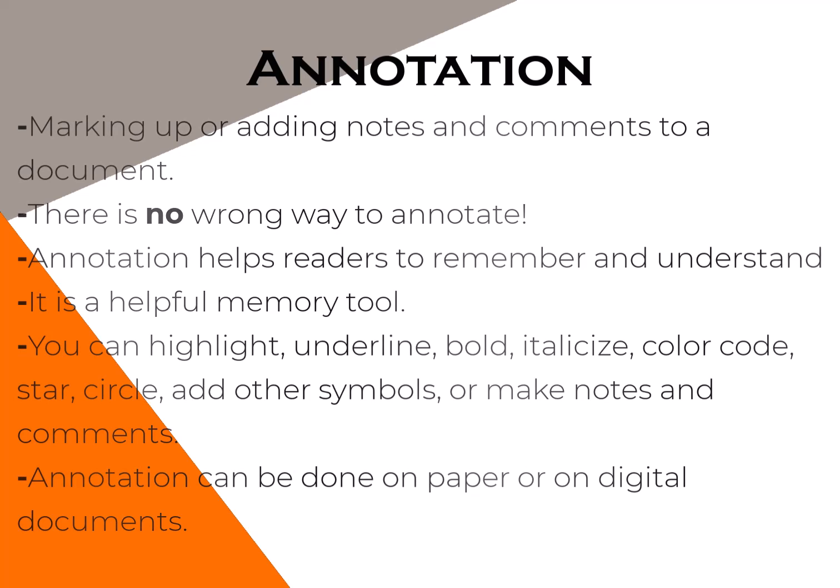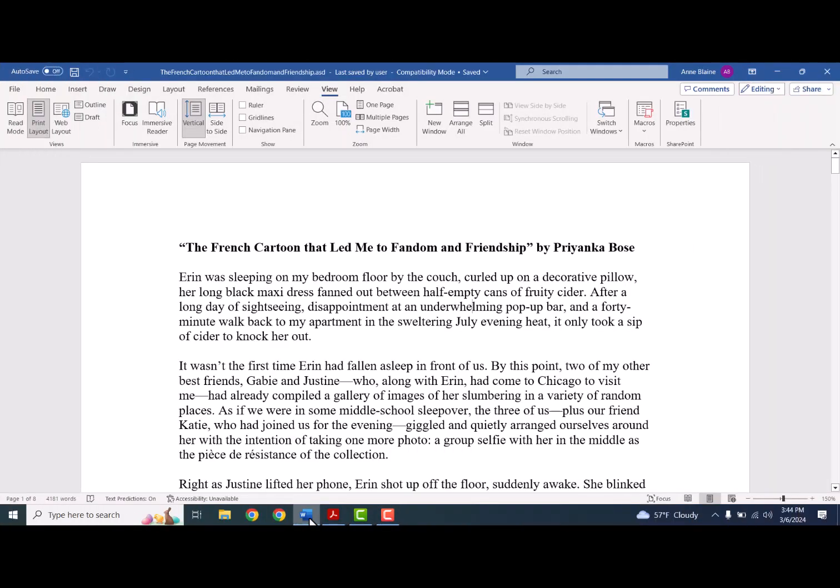Let's begin with Microsoft Word. First, you will open the document you wish to annotate in Word. One tool you can use is the Track Changes function. This will come in handy if you're reviewing or revising a document and you'll want to suggest changes to be made.